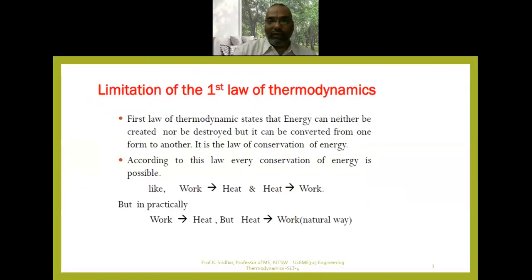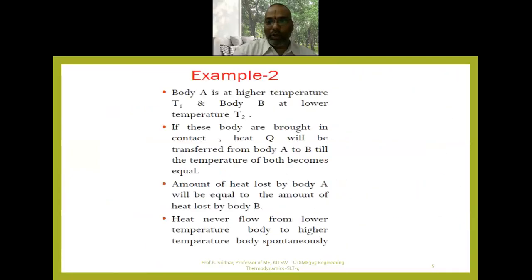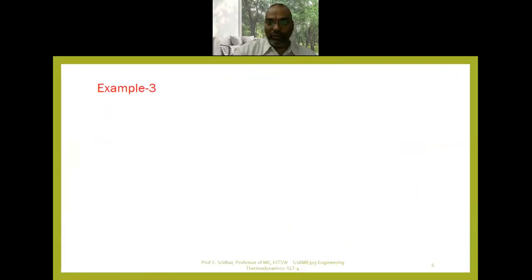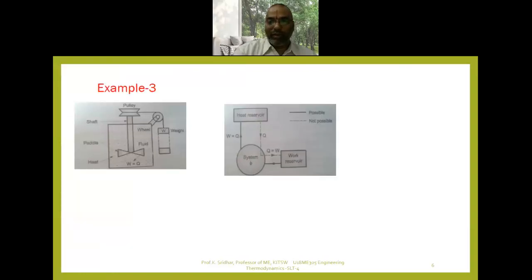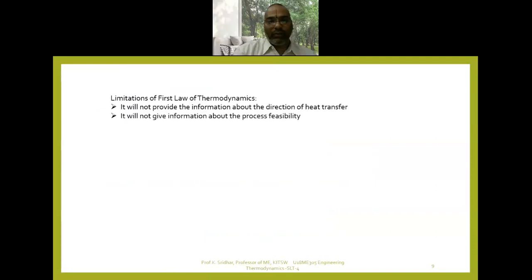Here only the very, very important points are listed, only 2 points. What are the limitations of the first law of thermodynamics? The first important point is that it will not provide information about the direction of heat transfer. So that is the gist. There are basically two limitations, and I have listed them on the last slide. It will not provide the information about the direction of the heat transfer.